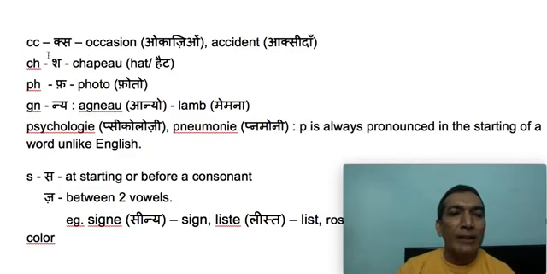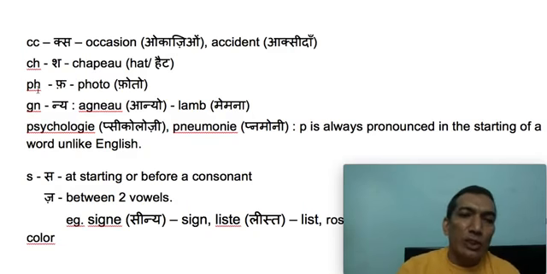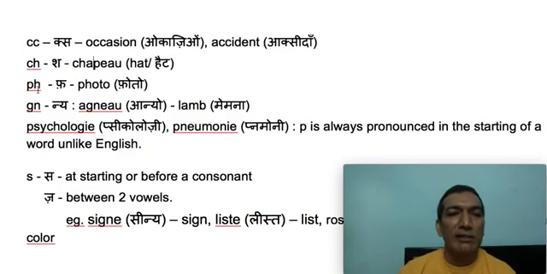Okay. Then ch is sh. We have seen many times in many examples just above. So ch is sh. So chapeau. We have learned this sound. So chapeau, which means hat. Okay. Ph is fur as in English, so there is no confusion. Just to be clear that ph is fur. Photo, photo. Okay.